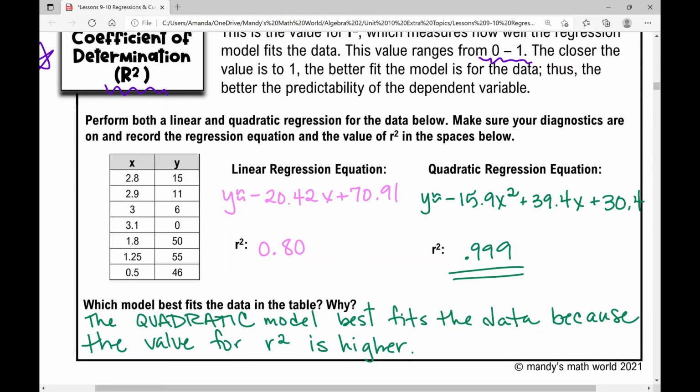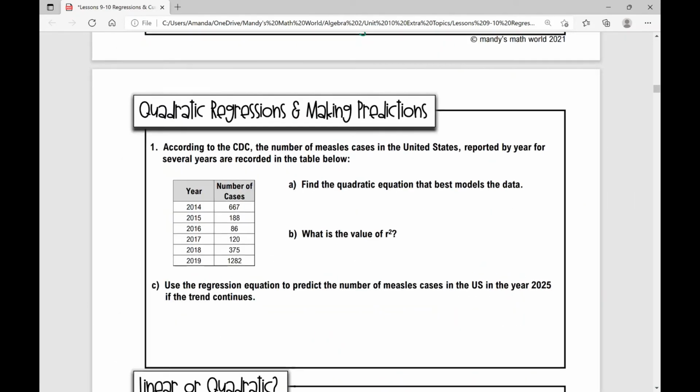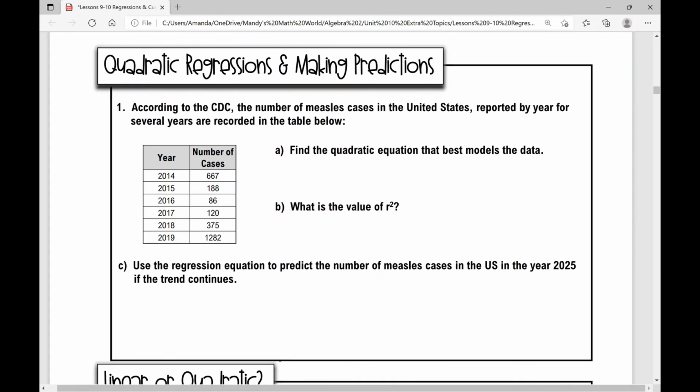That is why we would use our quadratic regression. That's the curve. We would have a curve of best fit, not a line of best fit, right? That would be the equation that best models this set of data, and that would be the equation we would use to make predictions. Let's move on to our next section, which is quadratic regressions and making predictions.